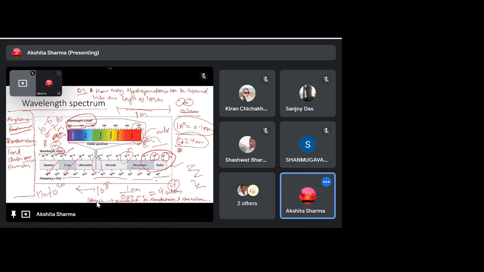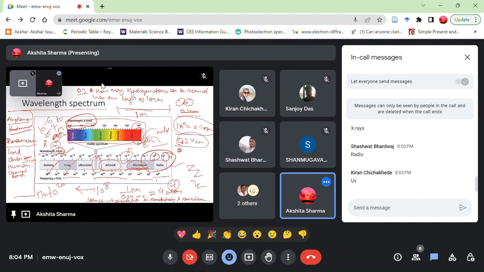Chemical bonds. If you want to study a chemical bond, the existence of a chemical bond or not, the answer is microwave. No, UV will be much smaller. UV will give you information about the energy levels, from which energy levels electrons are getting excited. To study the presence of a chemical bond, you need microwaves.